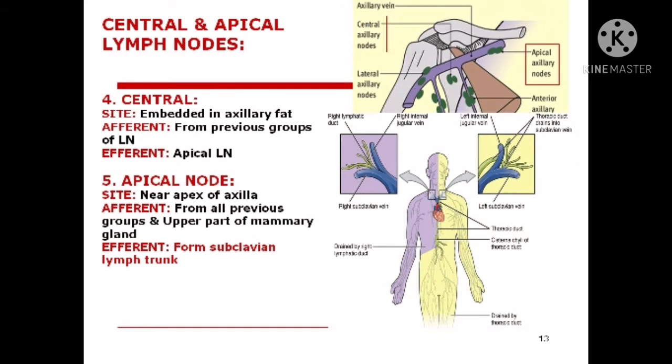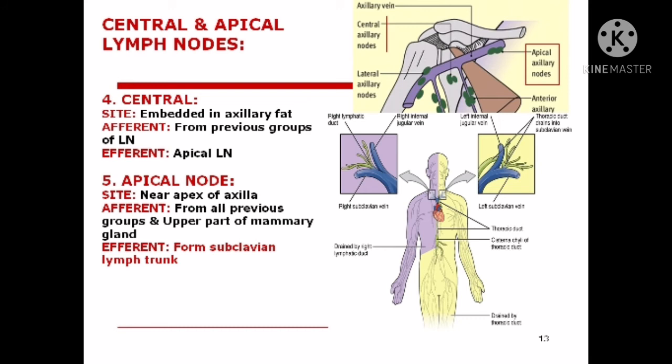The central lymph nodes of the axilla. They are embedded in the axillary fat. Their afferent comes from all the previous groups of lymph nodes. Their efferent goes toward the apical lymph nodes.